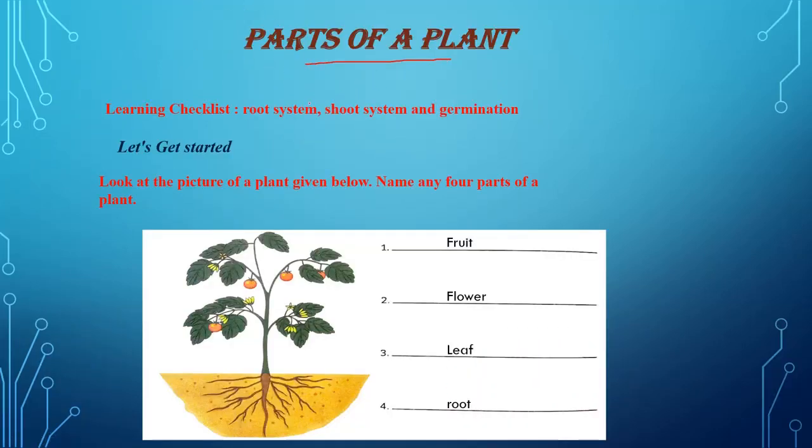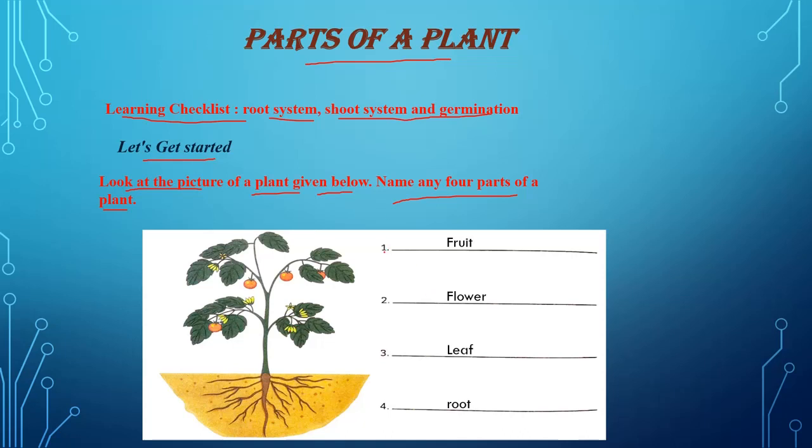Now we'll move on to the lesson. Parts of a plant. The learning checklist is root system, shoot system and germination. So let's get started. Look at a picture of a plant given below. So you can see a plant given below. Name any 4 parts of a plant. So you have to name any 4 parts of the plant.